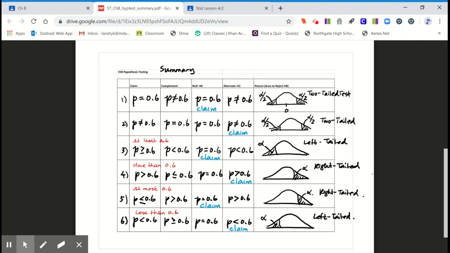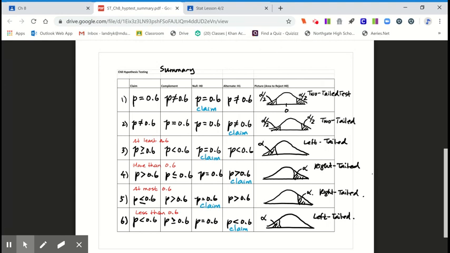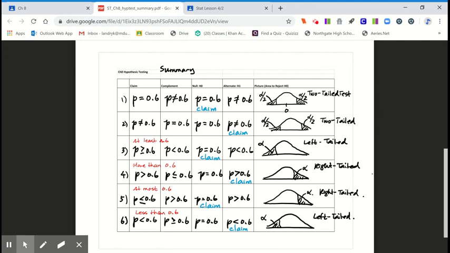Okay, so far we started out in the very beginning with the claim where the proportion of people who will do something is 60%, so equal to 0.6. And that ends up with a complement that is not equal to. The null hypothesis is always equal to, and that happens to be equal to the claim. And then the alternate hypothesis takes the complement.